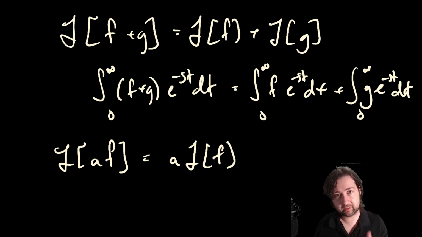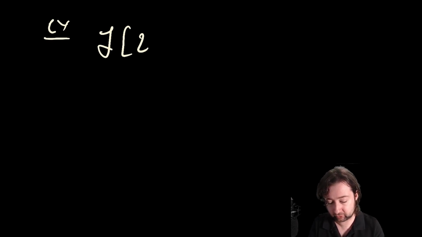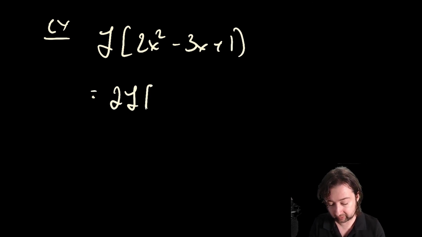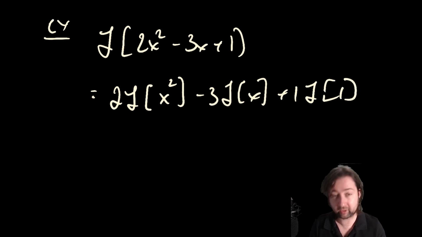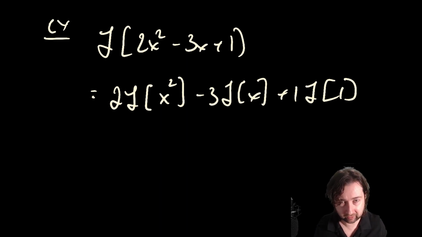And we want this property to be true because this is the same property that makes integration and differentiation so useful. If I have a Laplace transform of a linear combination of things, I can apply it to each individual piece. So for example, the Laplace transform of 2x squared minus 3x plus 1 is equal to 2 times the Laplace transform of x squared minus 3 times the Laplace transform of x plus 1 times the Laplace transform of 1, if we're thinking of x as the independent variable and not t. The Laplace transform is still going to produce functions in the s domain, regardless of what the input variable is.